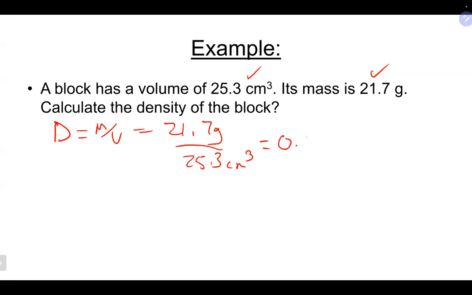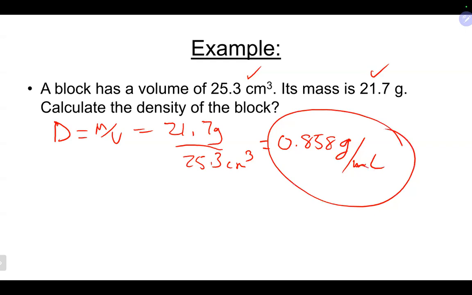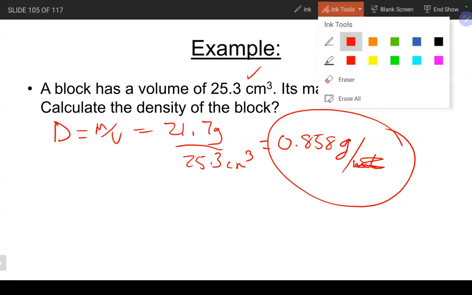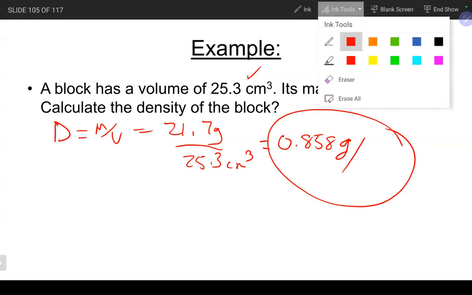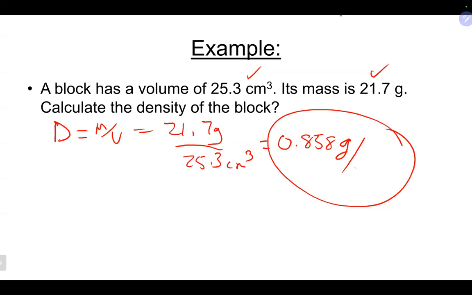0.858. Now, in terms of the units, clearly the units do not cancel. So with density, the number always stays with the grams and is per basically 1 milliliter. I guess cubic centimeter would be the right unit there. So, right, cubic centimeter. Any questions on that calculation?